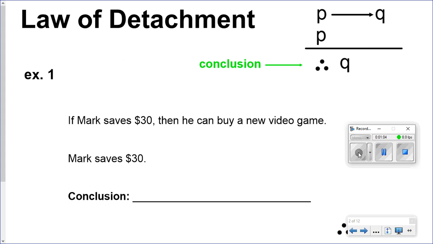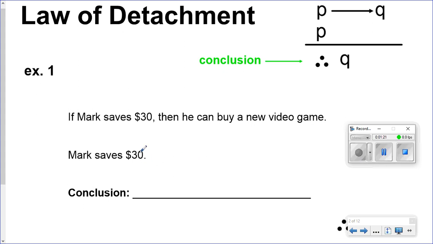So this is in a symbol form. So basically, we're going to diagram statements to see if they actually match the symbolic form of the law of detachment. If it does, then we can draw a conclusion. If it does not, then we'll call that one invalid. So let's go ahead and practice.